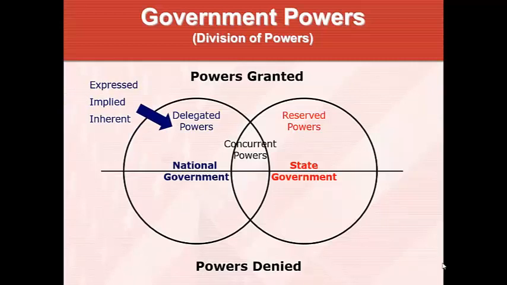Expressed, which means that they are expressed in the Constitution, that they are actually written there explicitly. Powers that are implied are powers that we can derive from the expressed powers, and then inherent powers are powers that we can assume would go to a national government just by their nature.